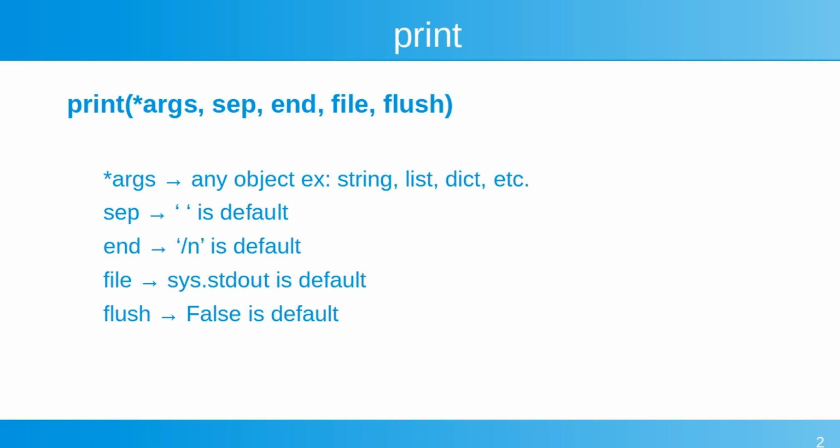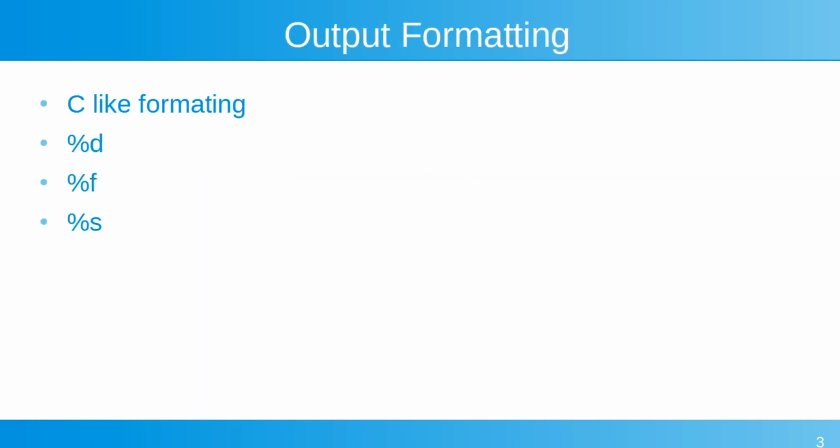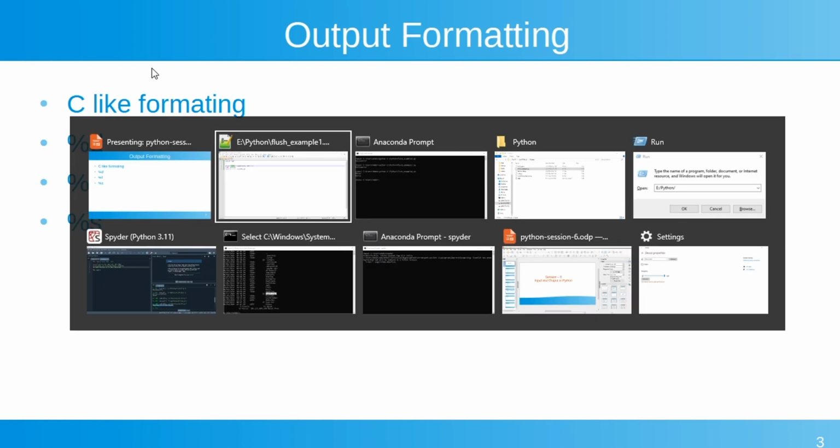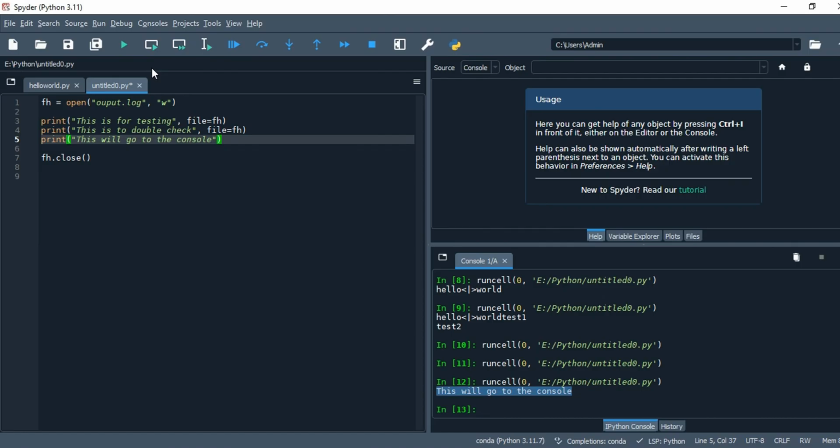Okay, fine. So let's move to the next thing. In C, you would have seen some output formatting like %d, %f, or %s. So %d means you are telling the compiler or interpreter that you are going to print an integer. %f means you are going to print a float, and %s means you are going to print string data. Okay, so let me go back to the IDE.